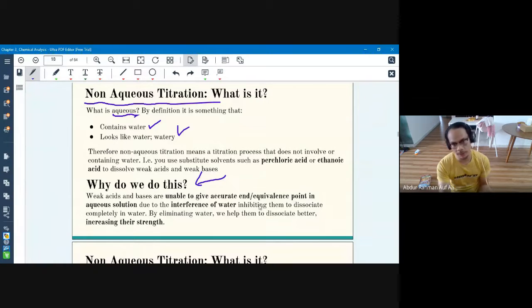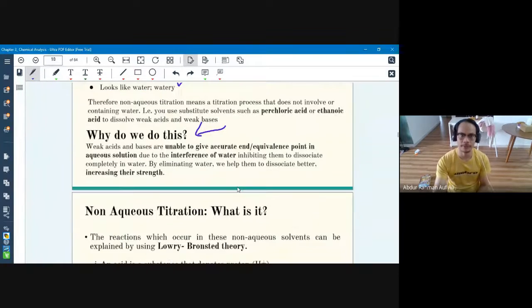Kalau kita tak dapat accurate endpoint, kita tak boleh buat, tak boleh determine the accurate amount of concentration. So that's a very big no-no. Okay, so that is the problem. Kita dah establish the problem kalau kita titrate menggunakan air if you are using a weak acid ataupun weak base. Water could interfere. Okay, so why can water interfere?